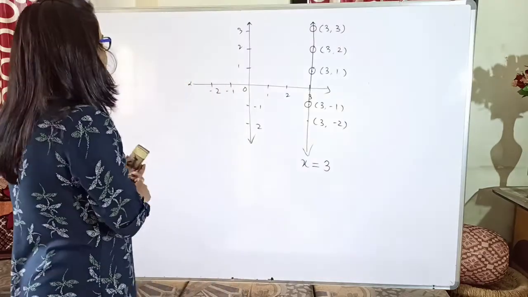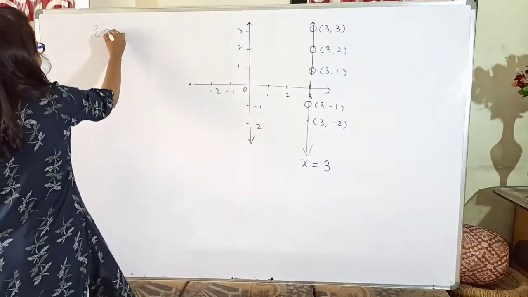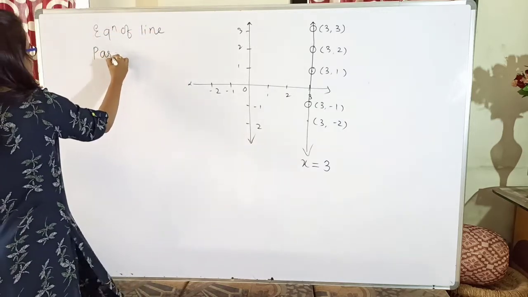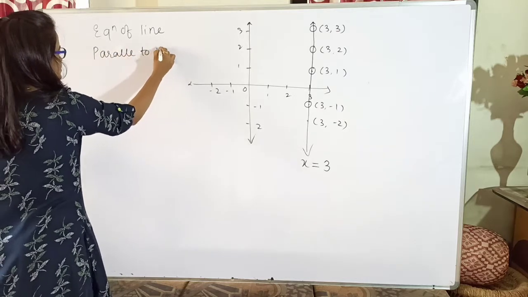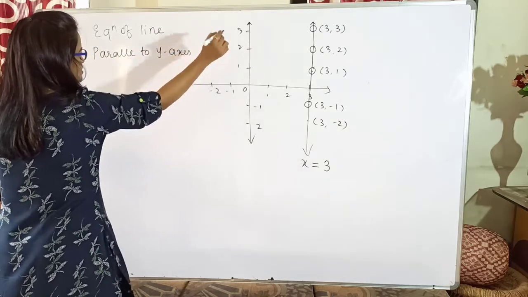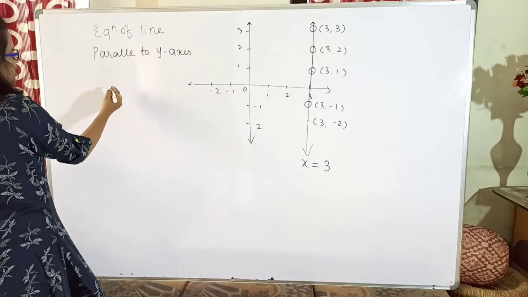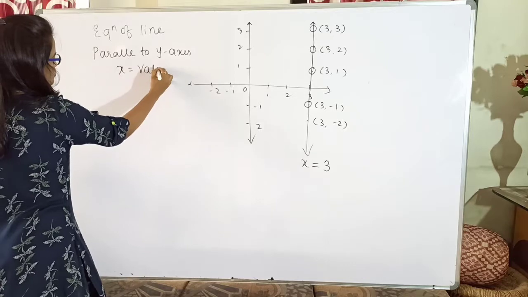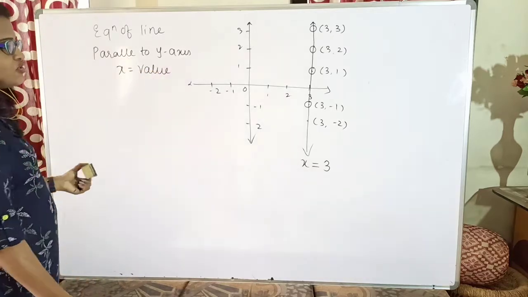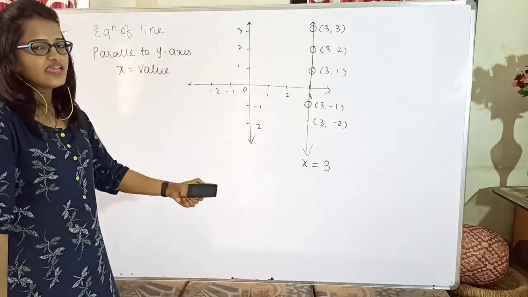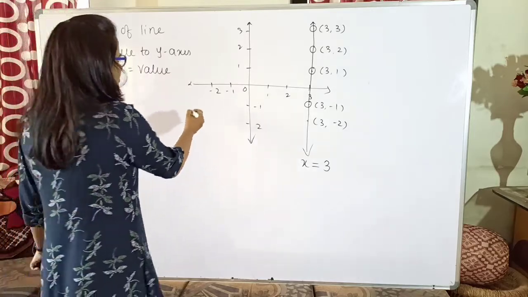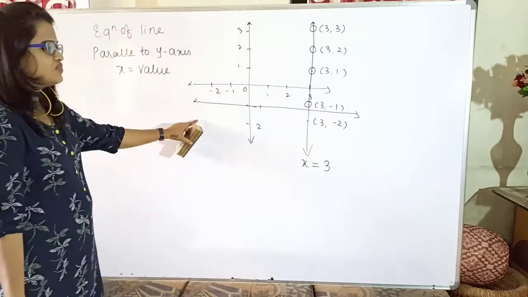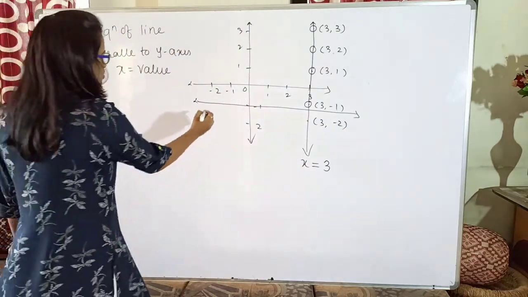So what we can say is that the equation of the line parallel to the y-axis will always be given as x is equal to the value. Why? Because the y will have all the values and the x value will remain same. Similarly, what will be the equation of the line if it is parallel to the x-axis? Is this line parallel to the x-axis? Yes. What are the coordinates?